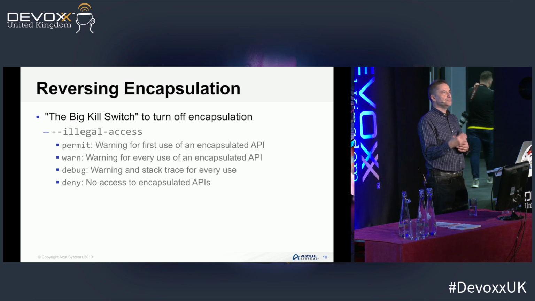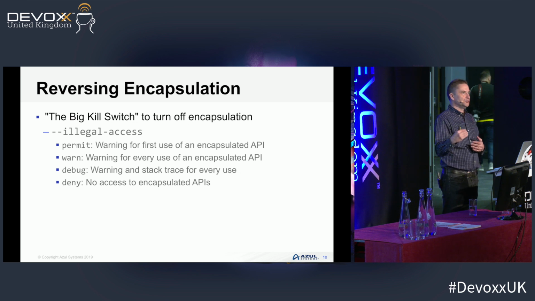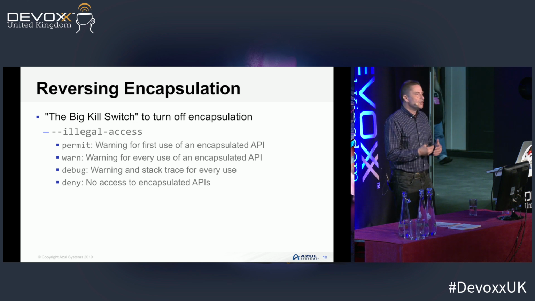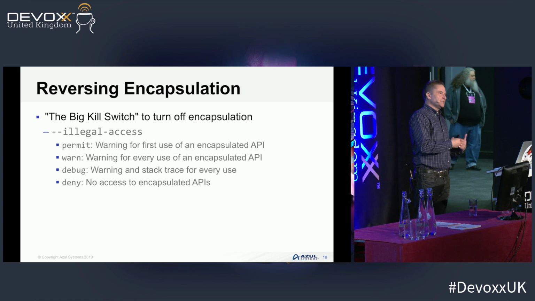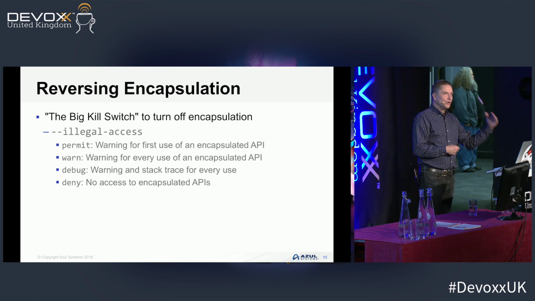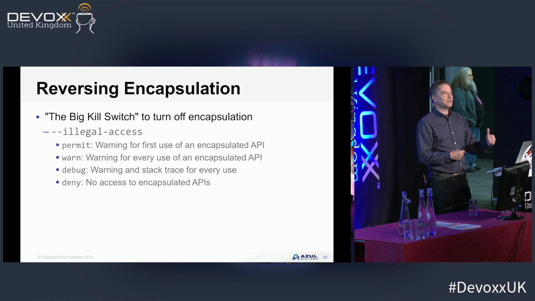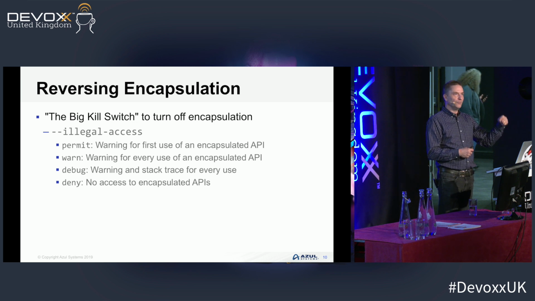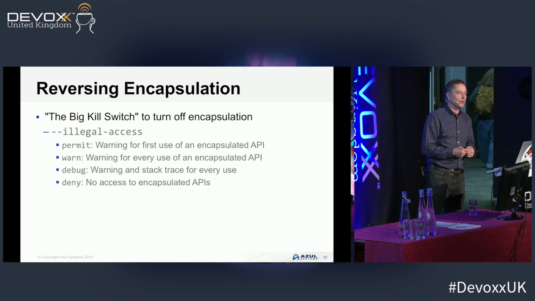Every time you use an internal API, you will get a warning message on the log, the standard error output. If you want even more information, you can set it to debug, and that will give you a warning message every time you use an internal API, but it will also give you a stack trace, and that way you can see where you came from in your code to get to that point.